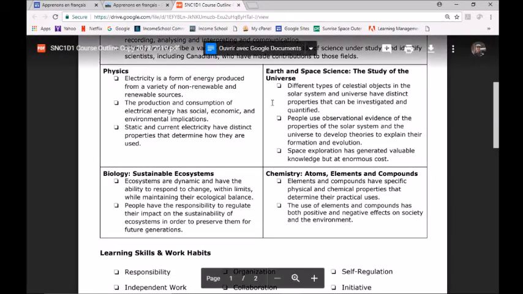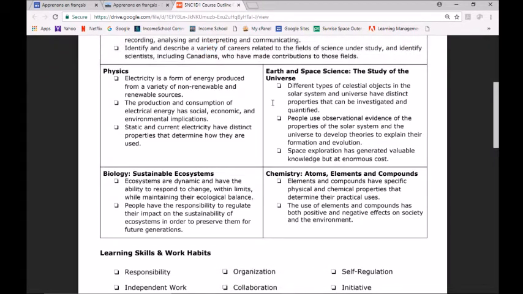The third unit will be about Earth and space science, and it will be the study of the universe. So different types of celestial objects in the solar system and universe have distinct properties that can be investigated and quantified. People use observational evidence of the properties of the solar system and the universe to develop theories to explain their formation and evolution. And the third part will be that space exploration has generated knowledge, but at an enormous cost.